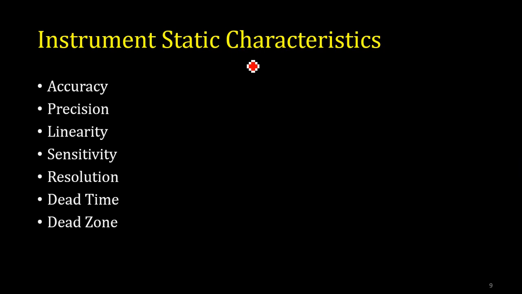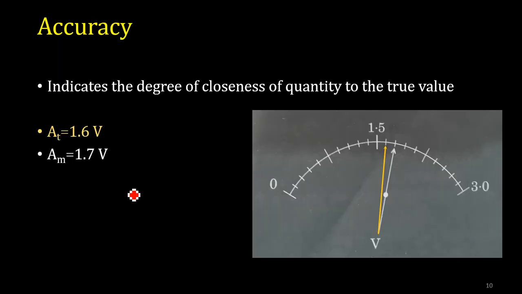Now we have a few characteristics that we need to establish before we move on to the details of different instruments, and these characteristics form the basis for selecting different instruments for different purposes. These include accuracy, precision, linearity, sensitivity, resolution, dead time, and dead zone. We have a few others also, but the major ones are these.